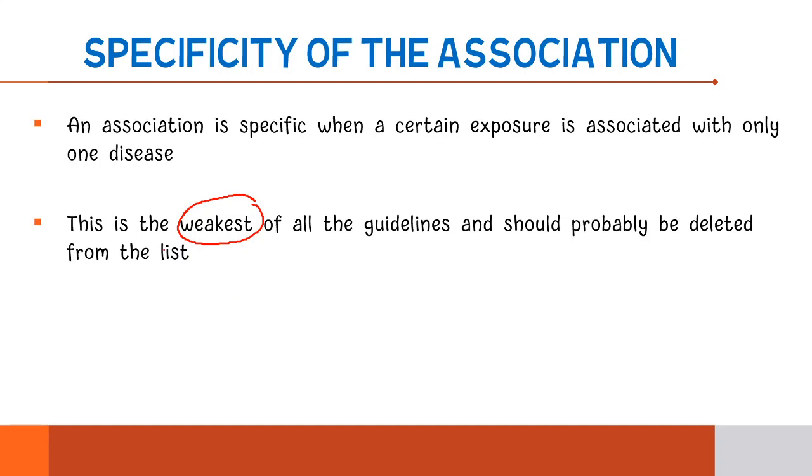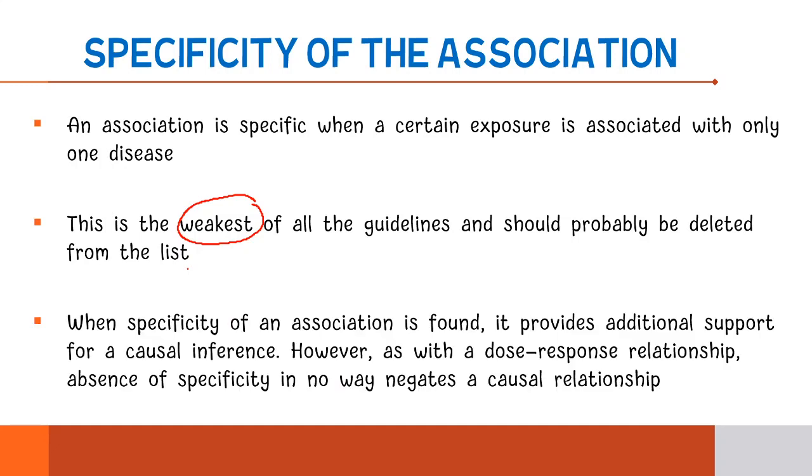Maybe the only thing I can point out that is specific in terms of the exposure and disease is genetic problems. Di ba, if you have a certain gene or gene mutation, then you will always have that disease. Even smoking is not totally specific, because it is not only cancer. Smoking can also cause pancreatic cancer, and it can cause heart disease and other conditions. So that is why specificity is considered the weakest guideline.